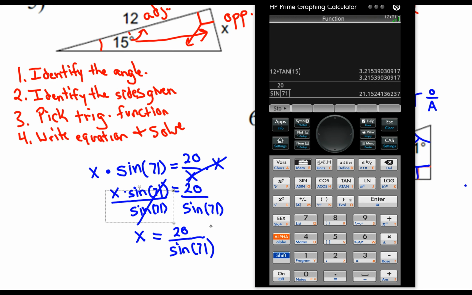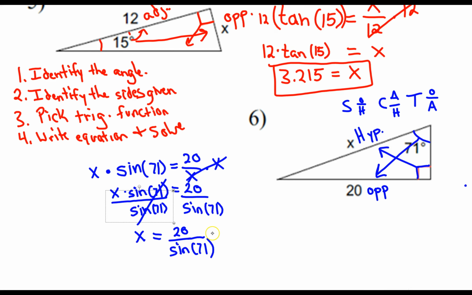21.152. Now again, we want to round to that third decimal. So we go to the fourth and we say, okay, does that 4 make the 2 round up? No, it doesn't. So we get a final answer of 21.152. And that's it. That's our final answer right there.